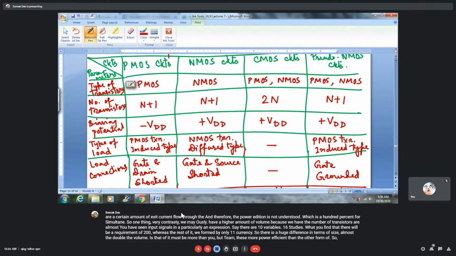So it is not always so that the higher the silicon area, the higher the power consumption. That theory somehow gets unverified over here. That theory doesn't stand here. For CMOS circuit, even if the volume is larger than the PMOS, NMOS, and pseudo NMOS circuits, it is more power efficient than the other three circuits. Is it clear to all?